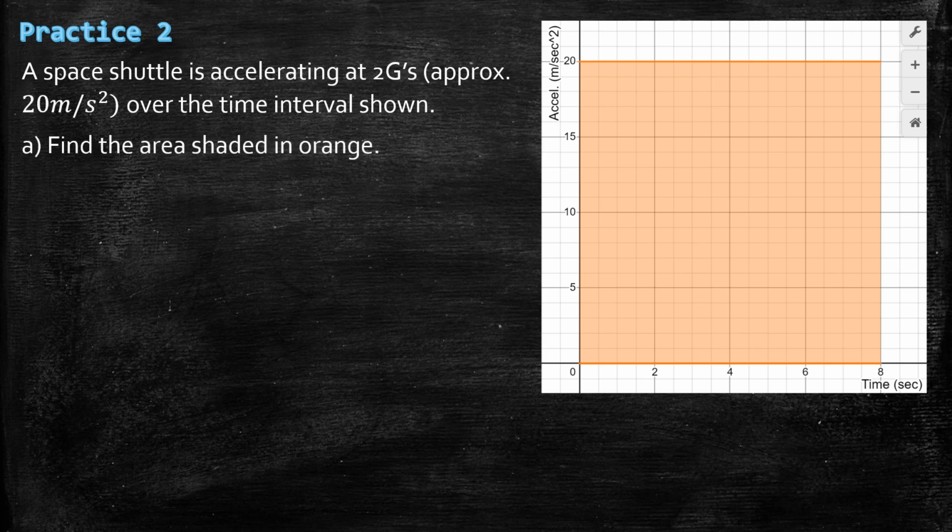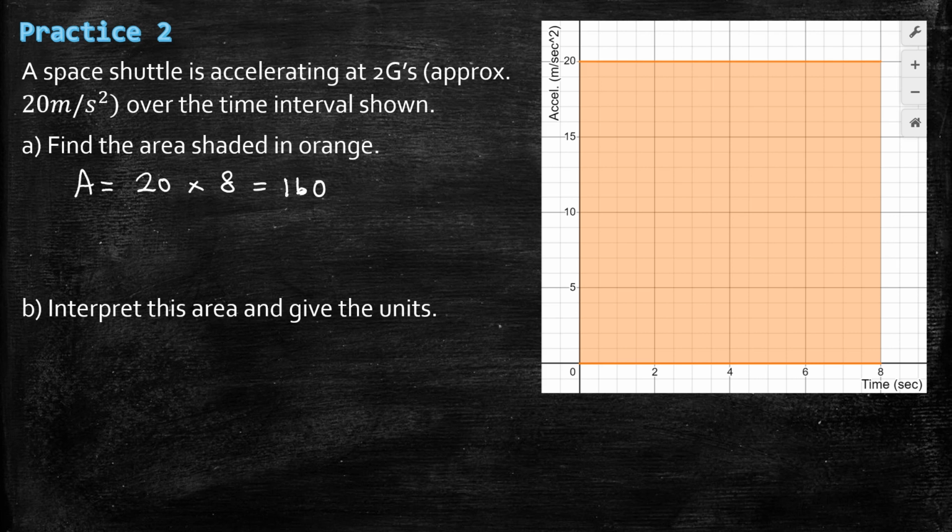So the question, as always, is find the area shaded in orange, and this is a rectangle, so it would be just 20 times 8, which is 160. And again, we are going to interpret this area and give the units.